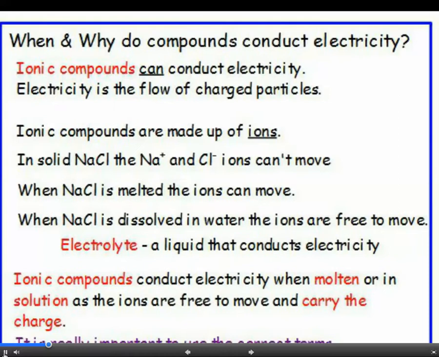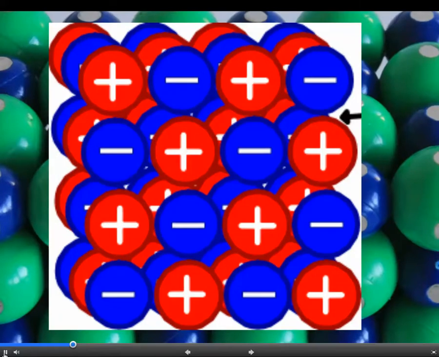An electric current is the flow of charged particles. Ionic compounds are made up of charged particles called ions. Make sure you're very careful with your language here. The compound is made up of ions, not atoms, not molecules, not electrons, but ions. In a solid, these ions are in a fixed order and are not able to move, so solid ionic compounds do not conduct electricity.